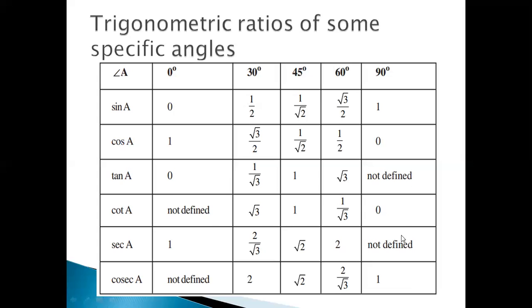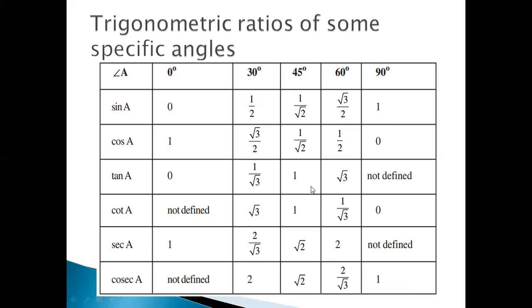Then secant. Secant again you write as the reciprocal of cos. That means what is the reciprocal of 1 by 1? It's 1 only. Reciprocal of root 3 by 2, 2 by root 3. Reciprocal of 1 by root 2, root 2 by 1. Reciprocal of 1 by 2, 2.